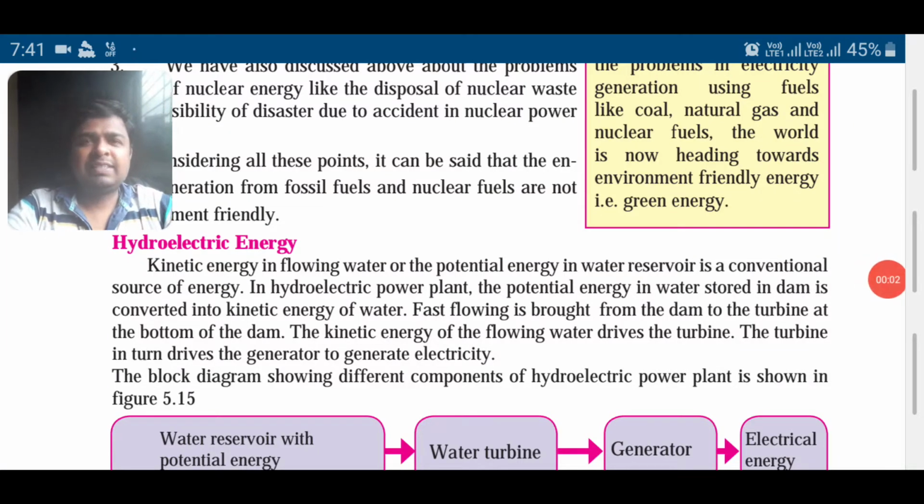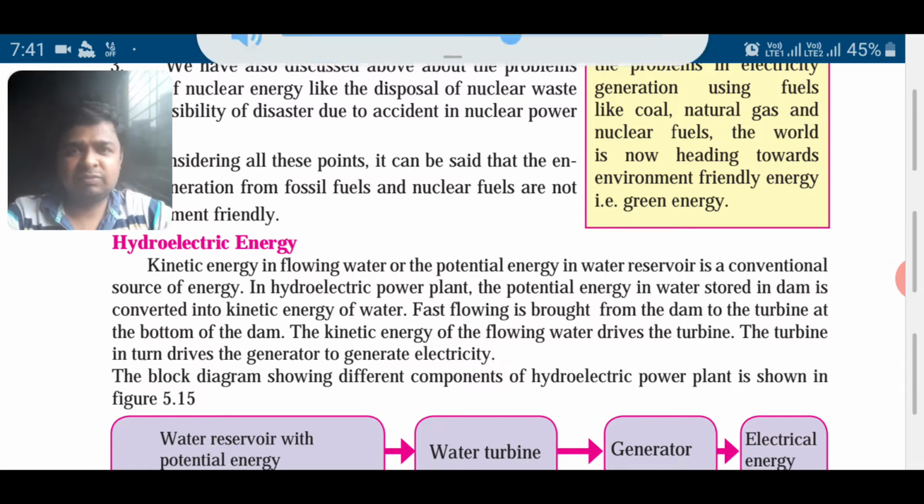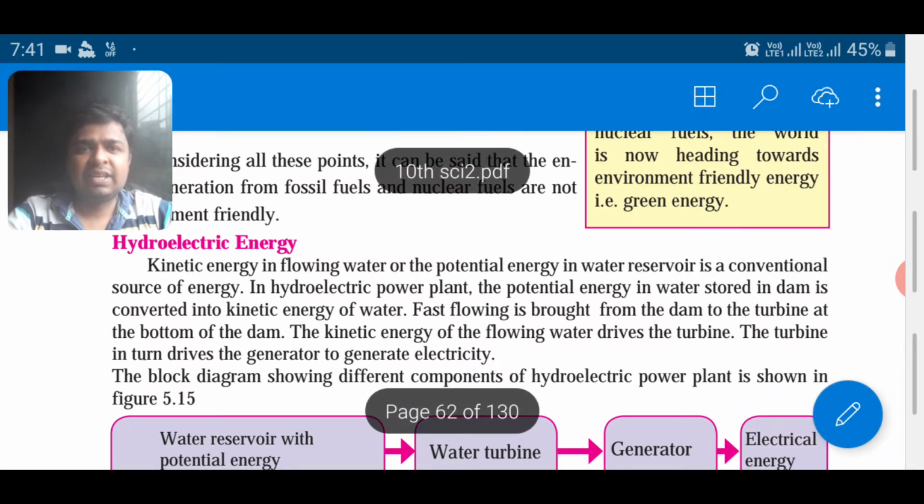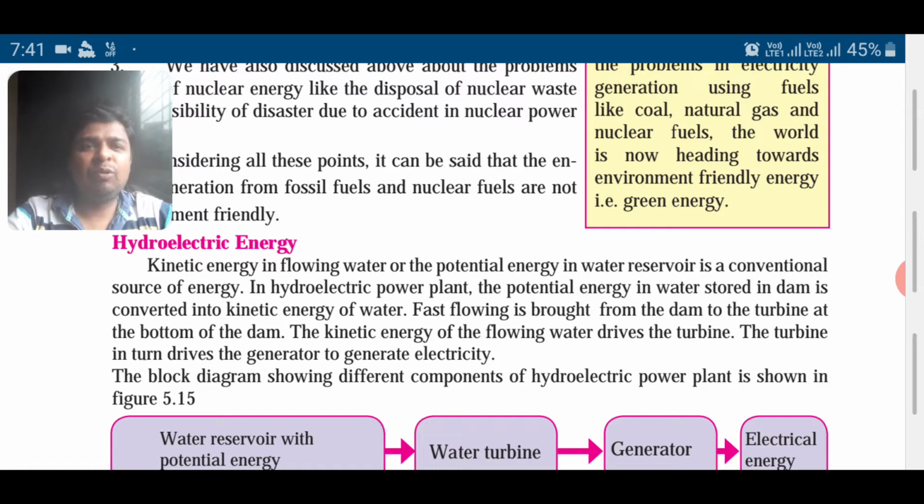Hello friends, let us start with hydroelectric energy. Flowing water has a lot of energy, which is called kinetic energy. Now, the kinetic energy of flowing water or the potential energy of the water reservoir is a conventional source of energy. For a very long time, human beings have been using this energy of flowing water.